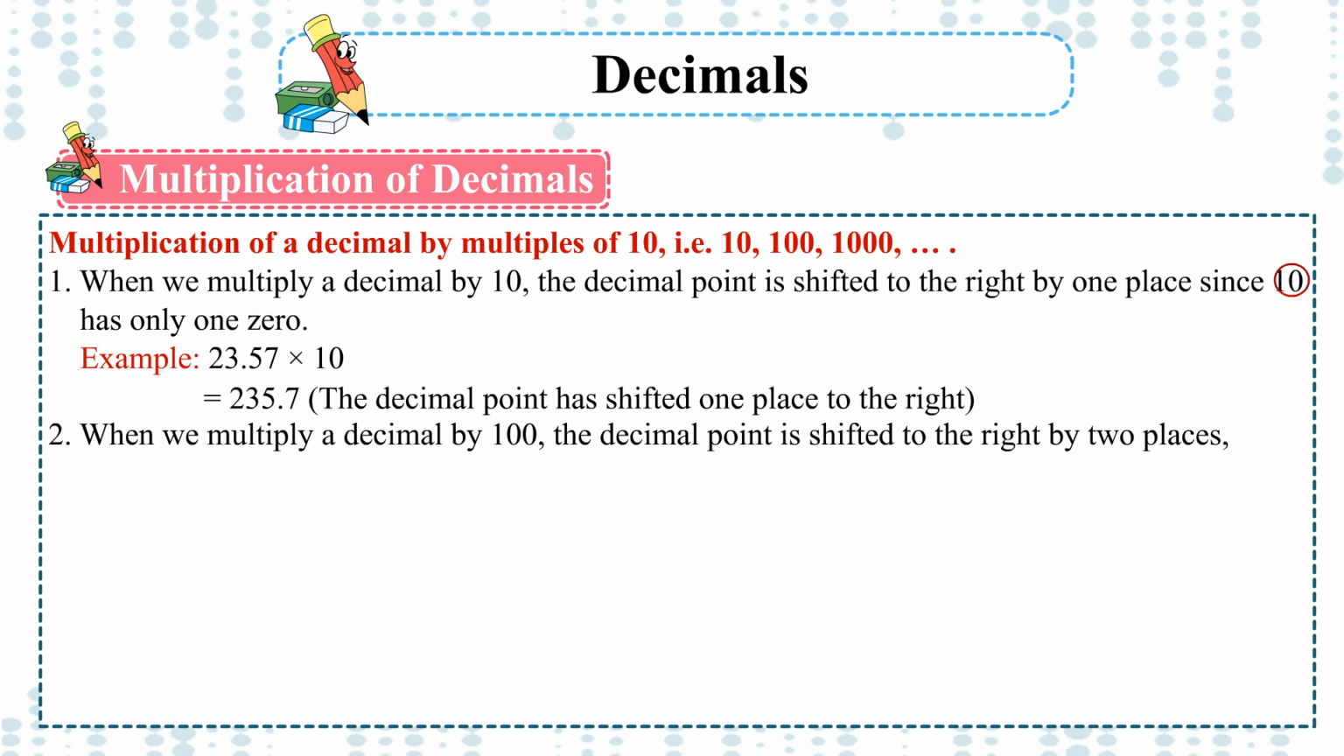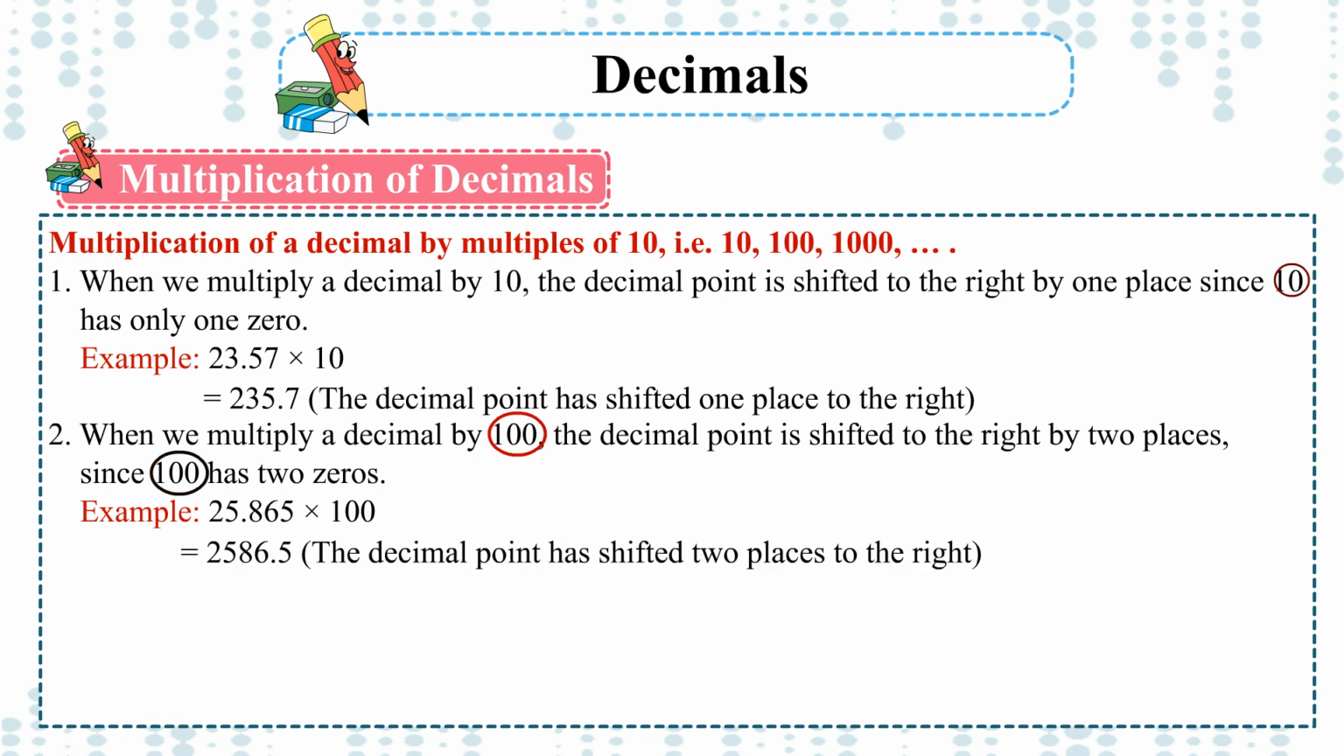2. When we multiply a decimal by 100, the decimal point is shifted to the right by two places since 100 has two zeros. Example, 25.865 multiply 100 is equal to 2586.5. The decimal point has shifted two places to the right.